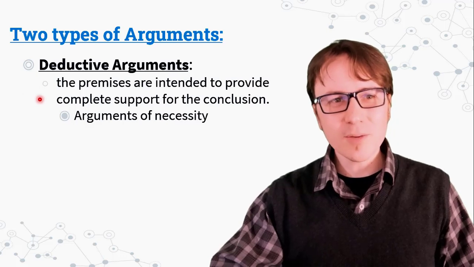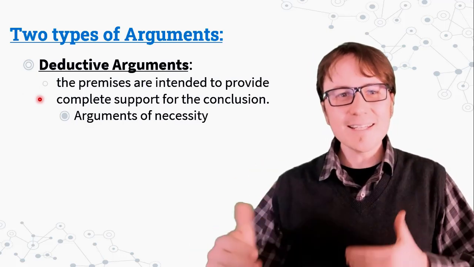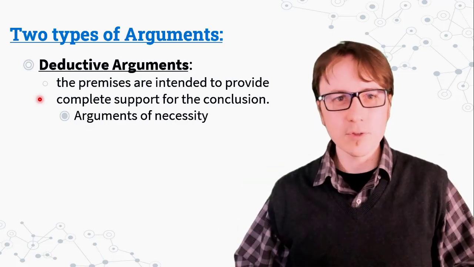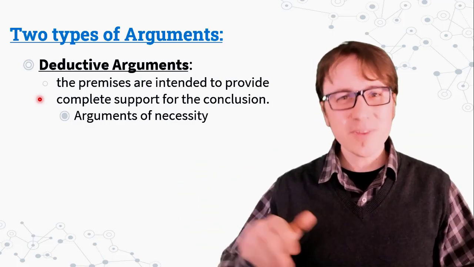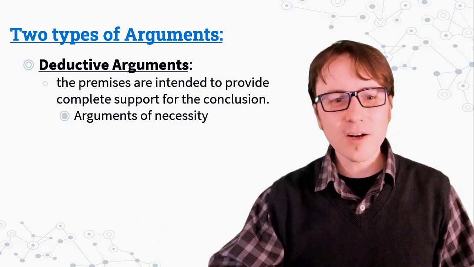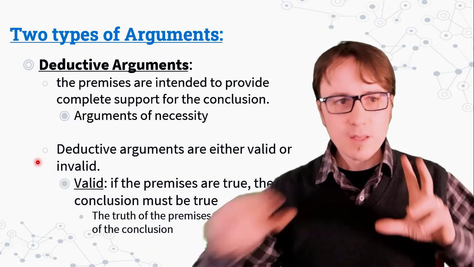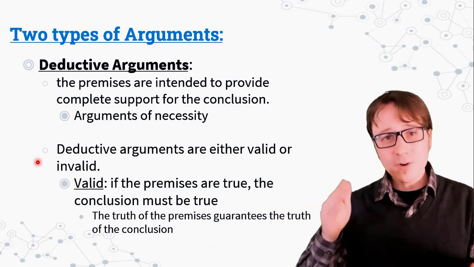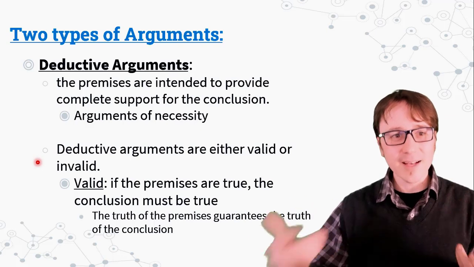Deductive arguments are arguments in which the premises are intended to provide complete support for the conclusion. It's supposed to prove the conclusion. They aren't always successful, but that's at least the intent here for these types of arguments. So once again, arguments of necessity. Deductive arguments, when you assess the reasoning, are either valid or invalid. It's binary in that sense.